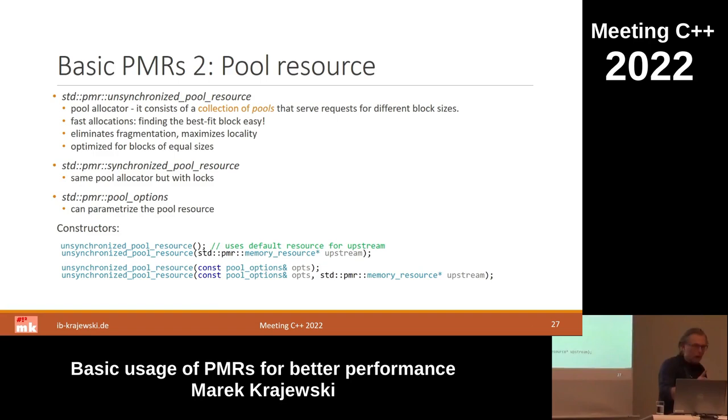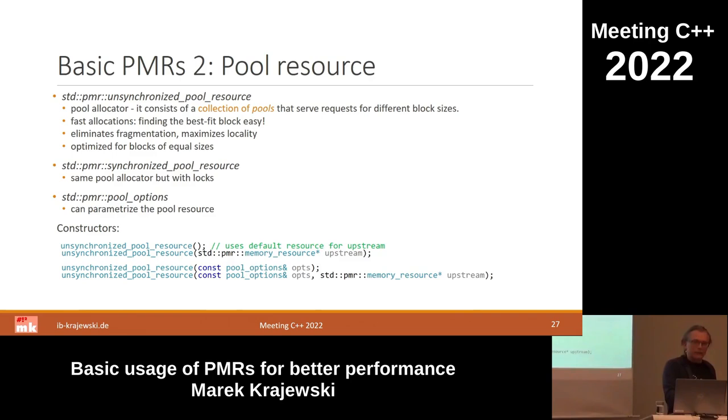Okay, but now the second workhorse. This is our pool resource. It can be synchronized and unsynchronized. What it does is it consists of a collection of pools for different sizes. And allocations are also fast because we just have to find the pool with the right size.